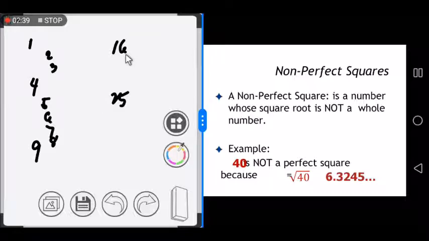So, dito naman, in between 16 and 25, we have 17, 18, 19, 20, and so on, hanggang 24. Okay? So, lahat po ng numbers in between ng perfect square numbers, yun yung tinatawag na non-perfect square numbers. And kung i-compute nyo po yung kanilang square root, you will have a decimal equivalent.